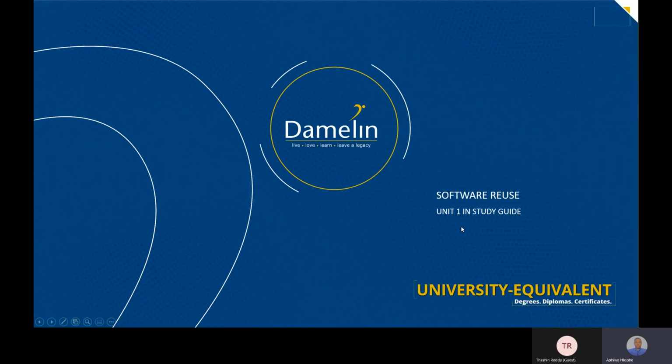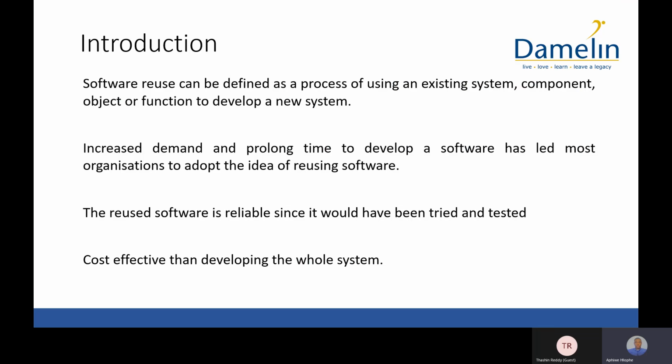Okay, so we are on Unit 1, which is software reuse. So just to give you an introduction into this unit, software reuse can be defined as a process of using an existing system, component, object, or function to develop a new system. Increased demand and prolonged time to develop software has led most organizations to demand the idea of reusing software. The reused software is reliable since it would have been tried and tested. It's more cost effective than developing a whole system from scratch.